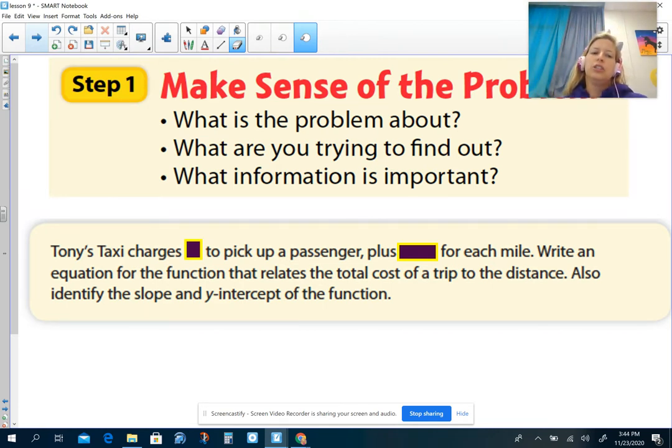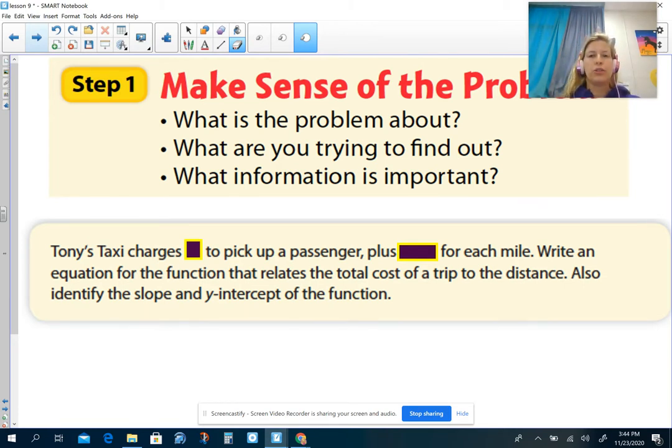Tony's taxi charges blank to pick up a passenger plus blank for each mile. Write an equation for the function that relates the total cost of a trip to the distance. Also, identify the slope and y-intercept of the function. I will read it again.